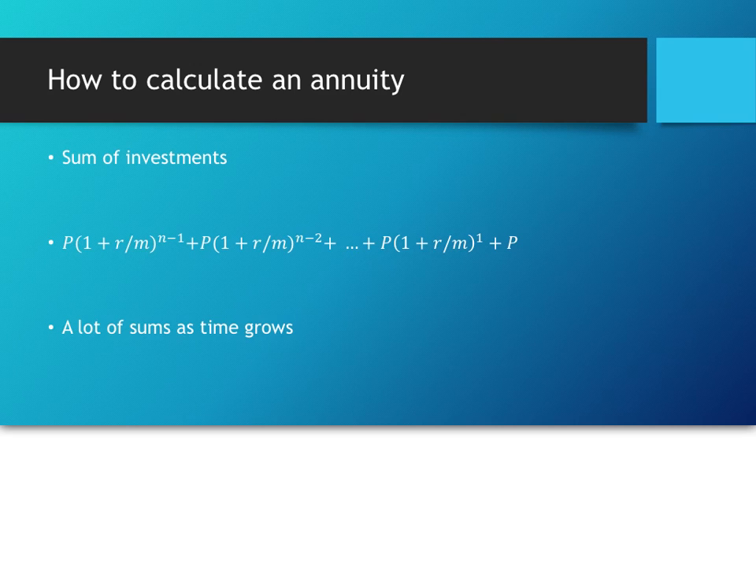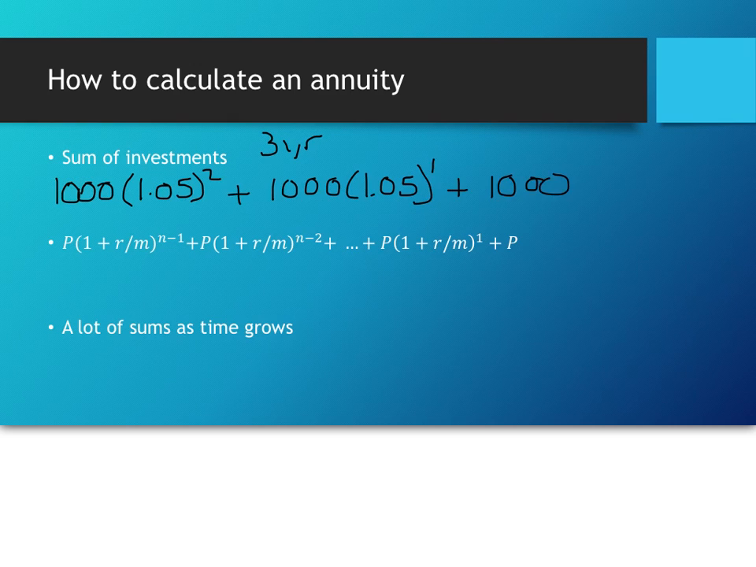So let's examine how we calculated that annuity. Now think about this. In our previous example, we had 1,000 times 1.05 to the 2. Remember, our previous annuity was 3 years, plus 1,000 times 1.05 to the first, plus 1,000. So basically, we're going to take each one of those payments and multiply it times 1 plus a percentage rate. And this was 3 years. So we started at 2, compounding for 2 years.